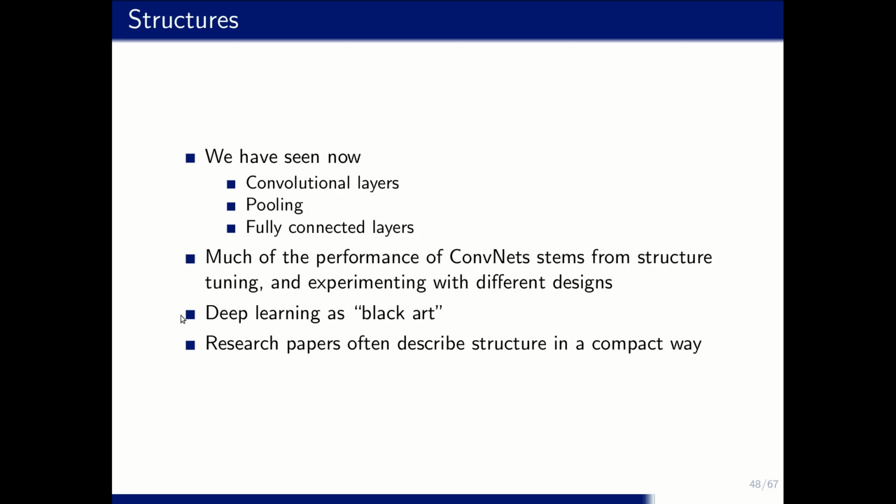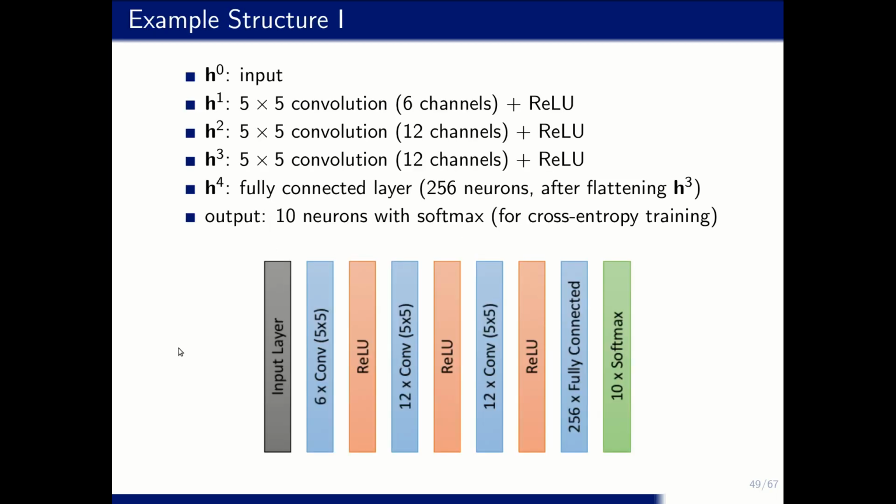engineering and experimenting. So research papers which describe new structures often do this in a compact way, and we'll look now at a few examples of ConvNet structures and how these are often described in papers. So at this first example, this is a rather small ConvNet. Often these ConvNets are illustrated with plots or graphs like this.